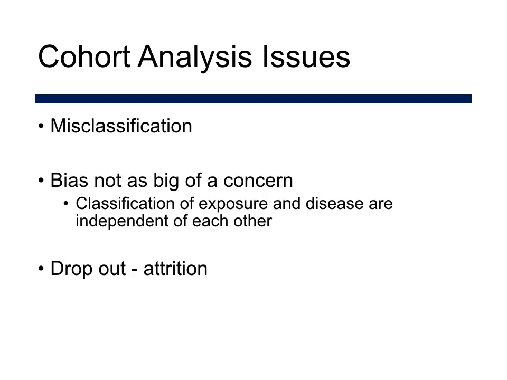There are many issues with cohort analysis, and misclassification of exposure and outcome is just one of them. Bias is not generally a concern in this type of study, as the classification of exposure and disease are independent of each other. There may be response bias because the study includes multiple measures over time and participants may learn how to answer questions. There could also be perhaps some selection bias because those who choose to participate may be different from those who don't participate.